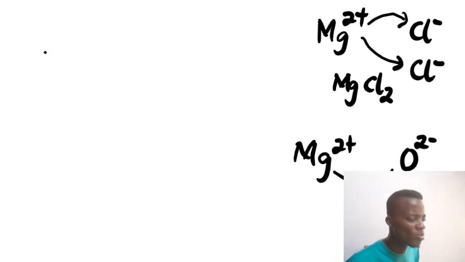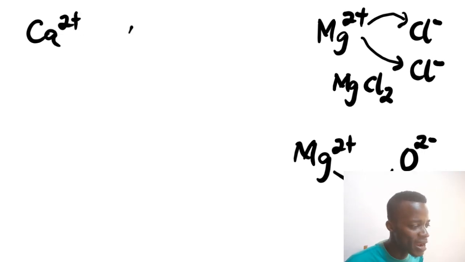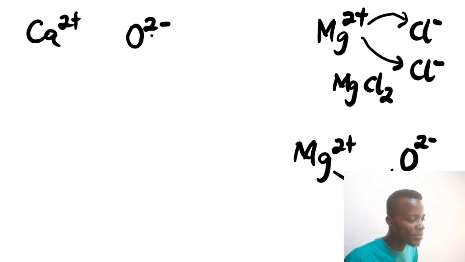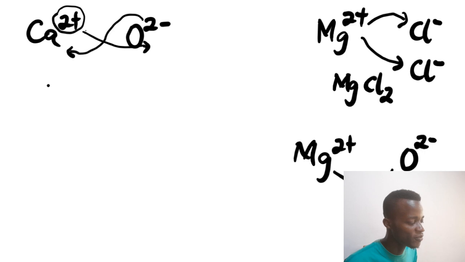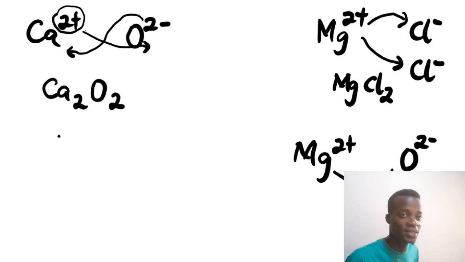If you know the ionic component, let's say calcium, Ca2+, and then the other one, O2-, right? So what is going to happen is that you see the number here, you bring it here, you send it here as the frequency. The number here sends as the frequency for this guy. You become Ca2O2, right?